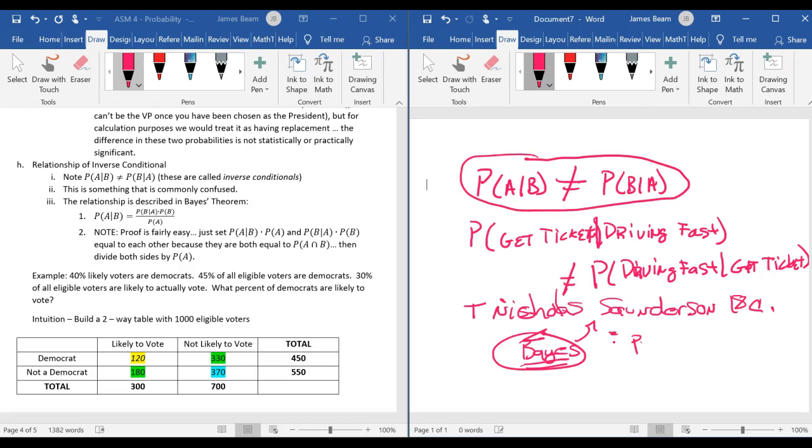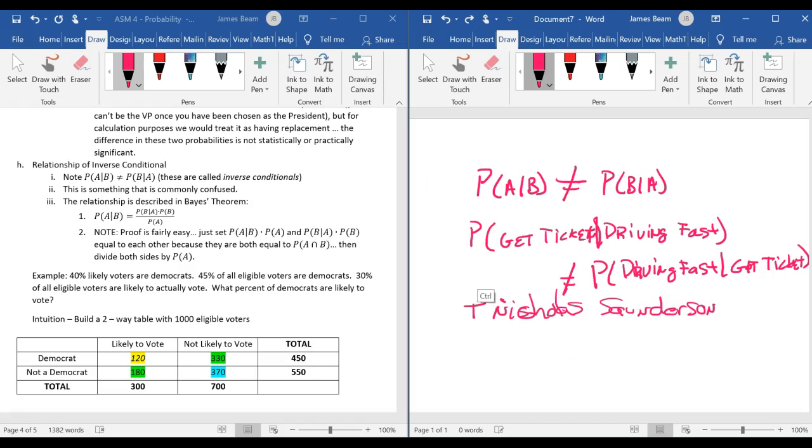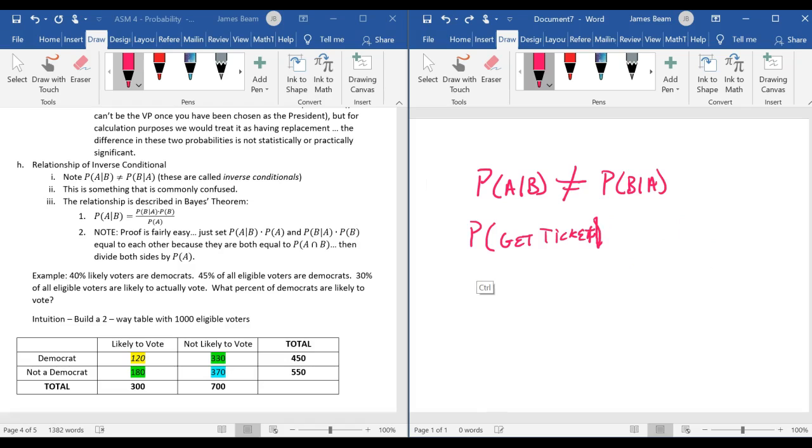It tells us that the probability of A given B is equal to the probability of B given A times the probability of B, over the probability of A. Now, proving this is actually quite simple. So let's do that. What the heck, let's do a proof in math.